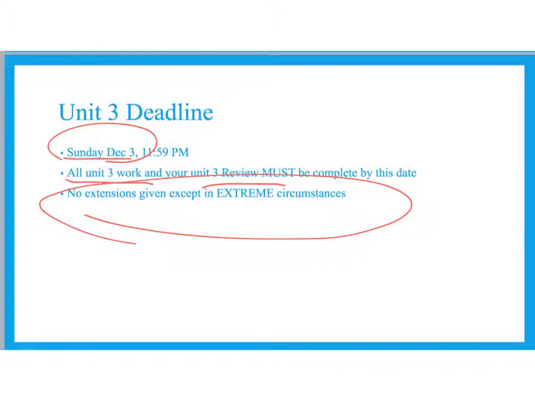If you have a real major emergency, you need to tell me right away and not wait until after something happens, and then you go back and say, oh, well, I had this major emergency. I'm not going to accept that. You need to let me know if you have any real issues.